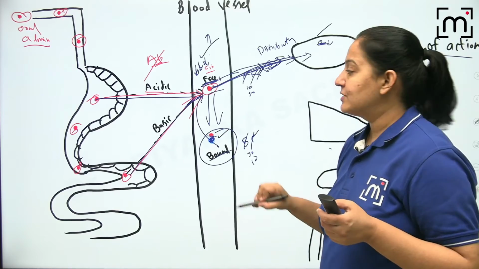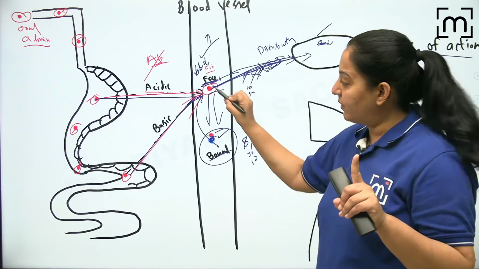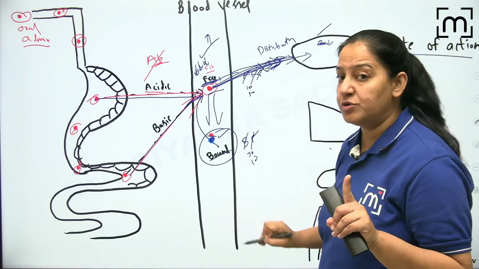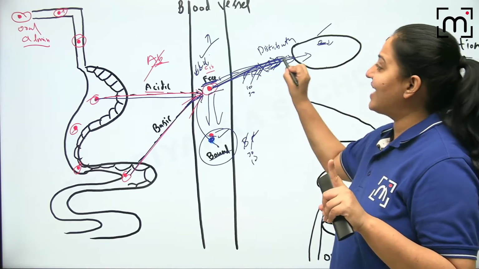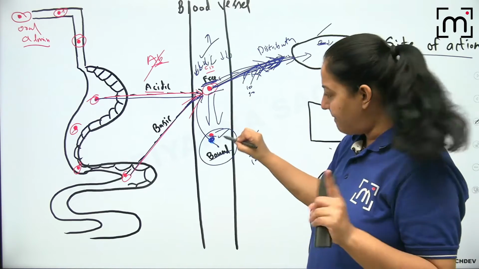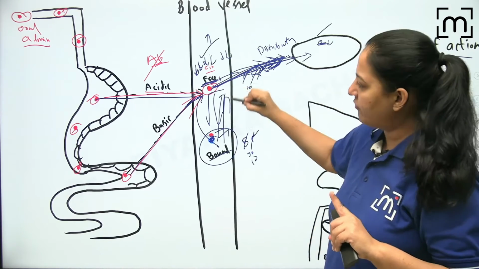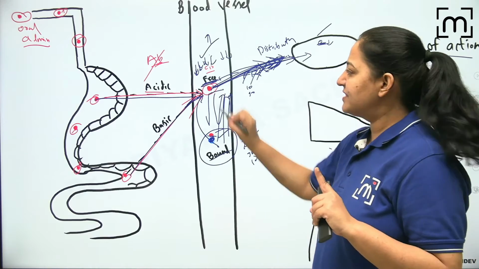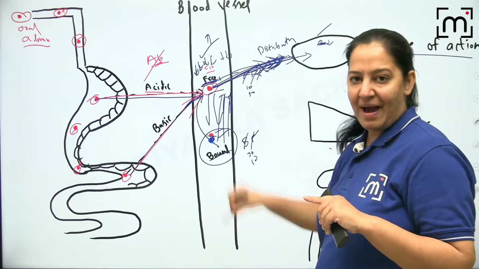You got my point? So whenever I say it is only free drug which enters the tissue, bound drug does not enter the tissue. But when free drug enters the tissue, the concentration of the free drug falls in the blood and bound drug gets converted to free drug. The bound drug goes on converting into free drug. So it is the parallel decline of both.